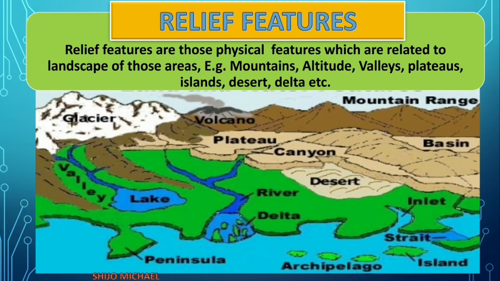Let us start with the heading itself, Relief Feature. What do you mean by relief feature? Relief features are those physical features which are related to the landscape of those areas. For example, mountains, altitude, valleys, plateaus, islands, desert, delta, etc. In this picture also you can see the different relief features of an area.